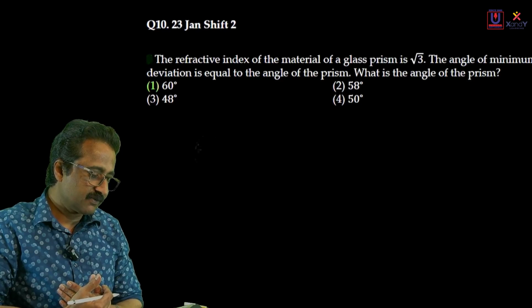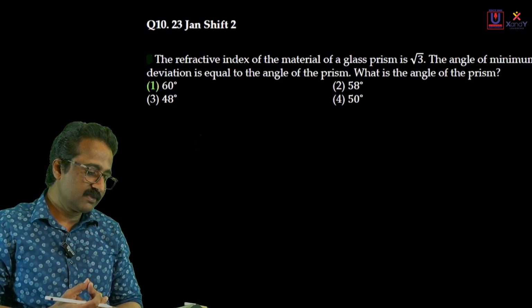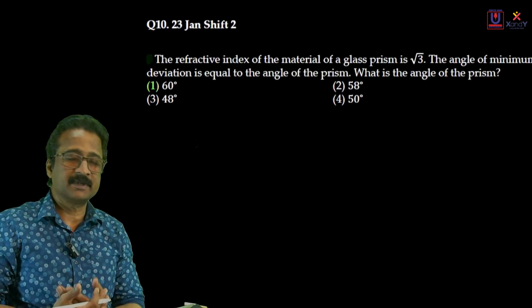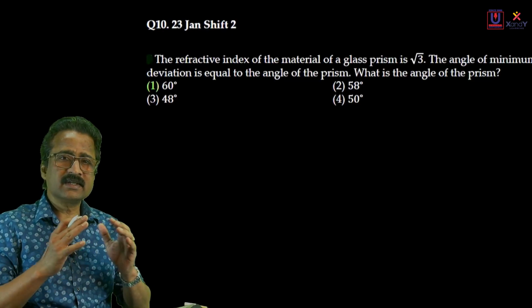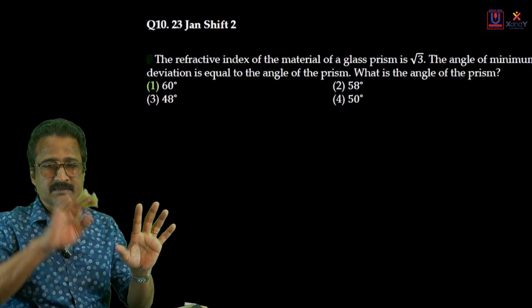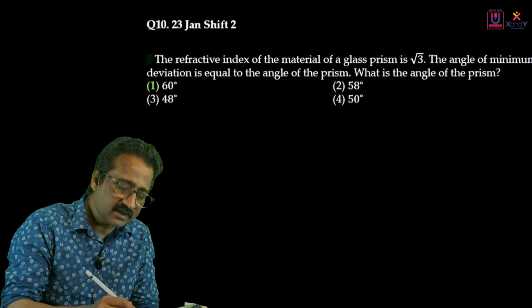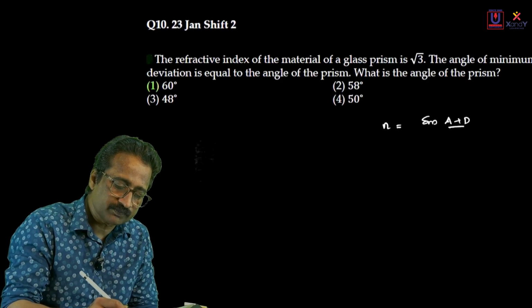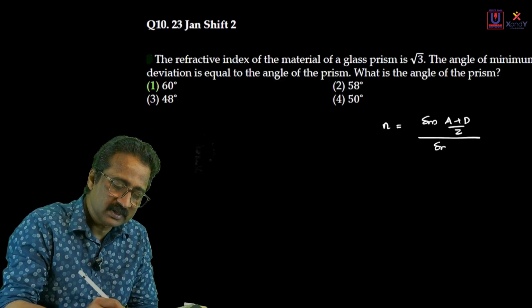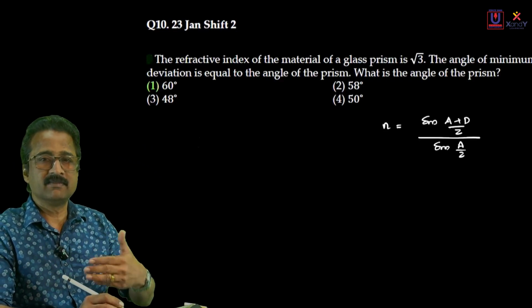The refractive index of the material of a glass prism is √3. The angle of minimum deviation is equal to the angle of the prism. Then what is the angle of prism? This is again a direct question, connecting angle of prism, refractive index, and angle of minimum deviation. There is a standard equation that everyone must remember. It is given by n = sin((A + D)/2) divided by sin(A/2). That's a standard equation connecting angle of prism, minimum deviation, and refractive index.